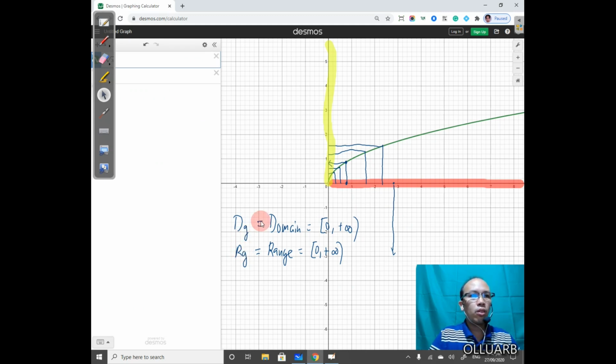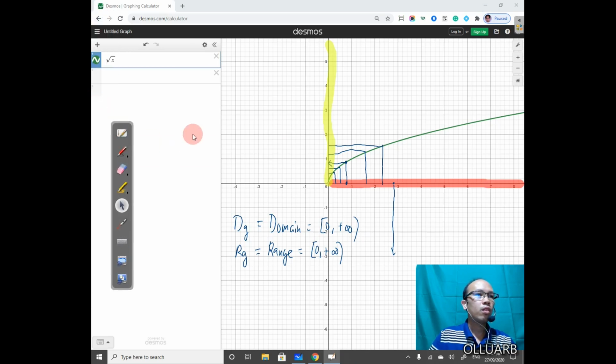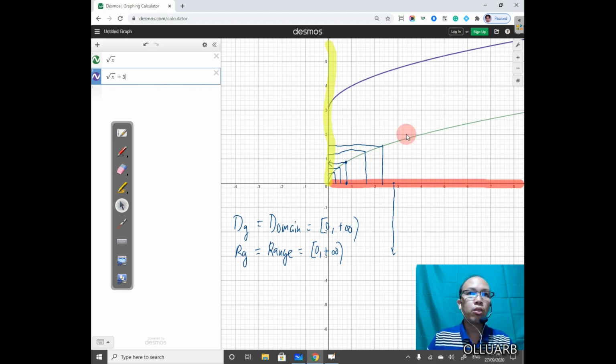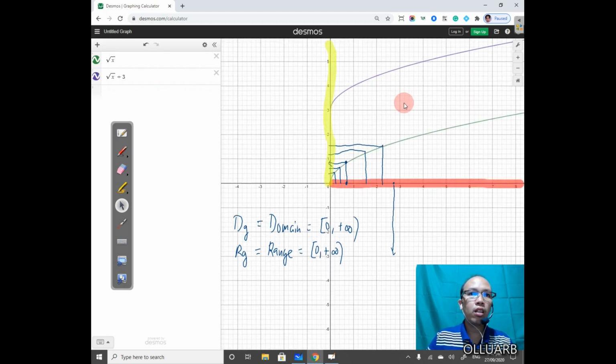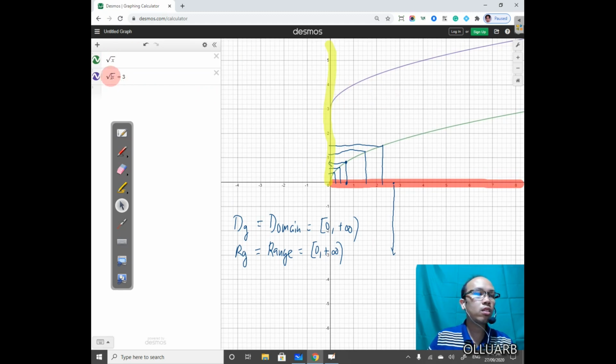Okay, so is this always the case for this kind of equation, y is equal to square root of x? Let's try to add, for further illustration, a constant. Okay, plus 3. So notice here in this equation, y is equal to square root of x plus 3.